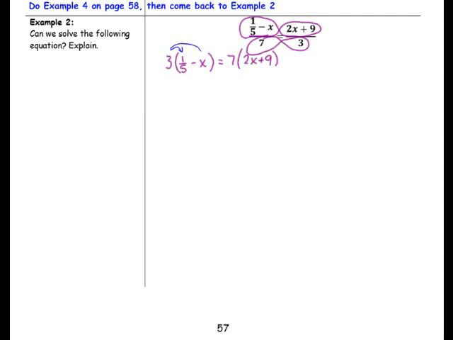I'm going to distribute the 3 to both terms. 3 times 1/5 is 3/5. 3 times minus x is minus 3x. On the right side, 7 times 2x is 14x, and 7 times 9 is 63. Next, although there are many first steps I could take, I am going to add 3x to both sides of the equation as my first step.